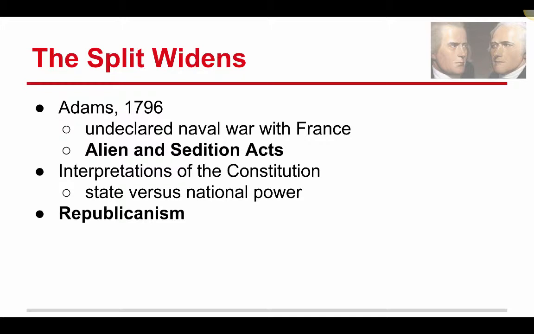Now, during Adams' presidency, the dispute between the two political parties became white hot as the United States engaged in an undeclared naval war with France as a result of the Jay Treaty. The Federalists passed the Alien and Sedition Acts directed against the Democratic Republicans, while Jefferson and Madison responded with the Virginia and Kentucky resolutions, threatening nullification of the acts and other unconstitutional laws.